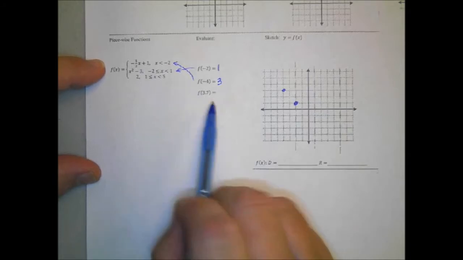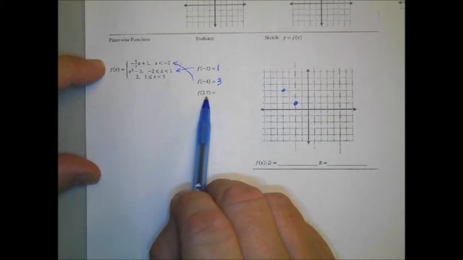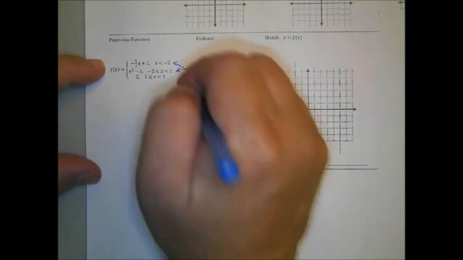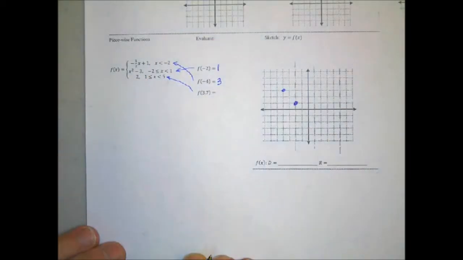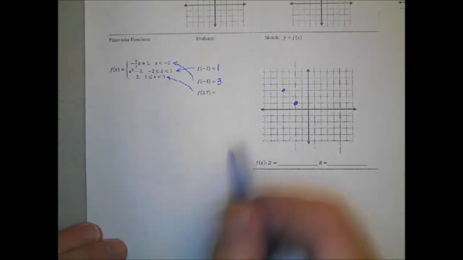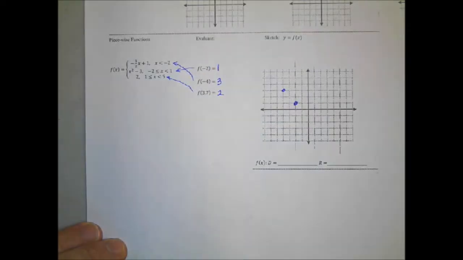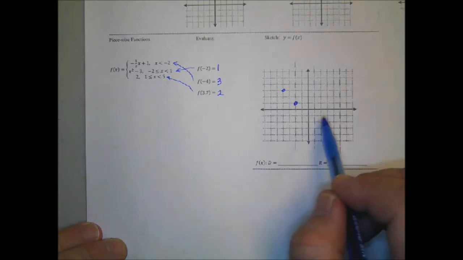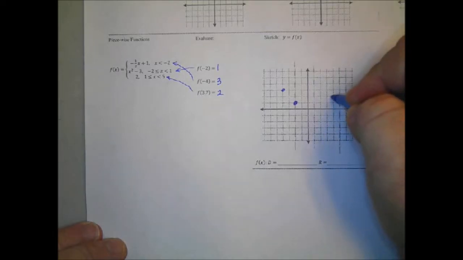Now the last part, f of 3.7. You might be thinking that's going to be ugly when I plug in 3.7 to see what the answer is, but it's really not because it belongs in the constant part of the graph. So when you plug in 3.7, you get 2 out because it's a constant. Let's estimate where 3.7 would be. 1, 2, 3, almost to 4, but not quite. So 3.7, and then go up to 2, right there.